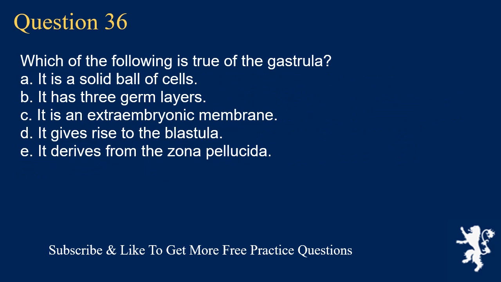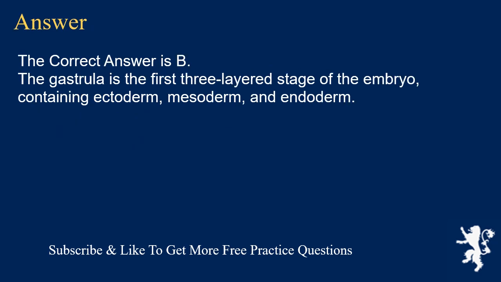Question 36. Which of the following is true of the gastrula? A. It is a solid ball of cells. B. It has three germ layers. C. It is an extraembryonic membrane. D. It gives rise to the blastula. E. It derives from the zona pellucida. The correct answer is B. The gastrula is the first three-layered stage of the embryo, containing ectoderm, mesoderm, and endoderm.